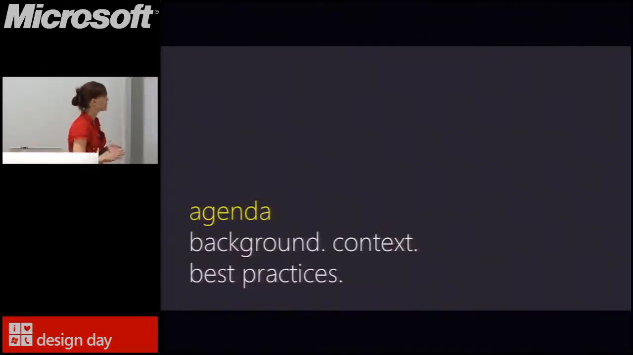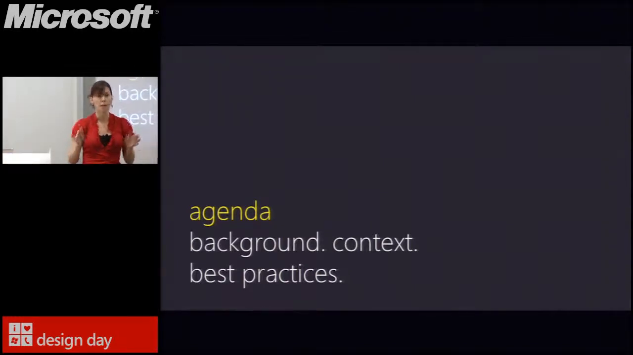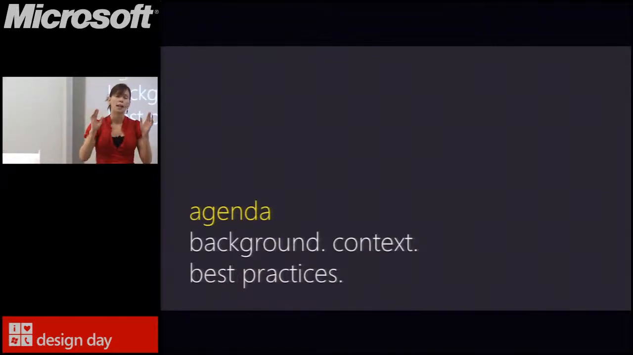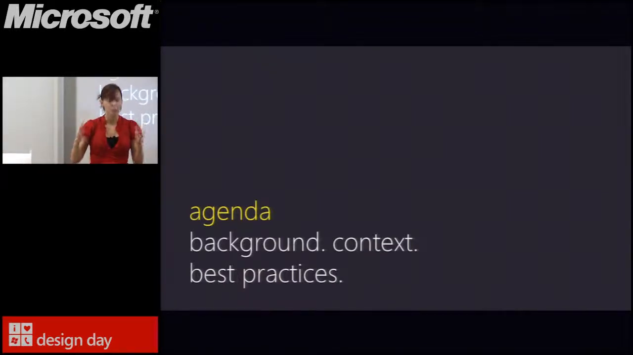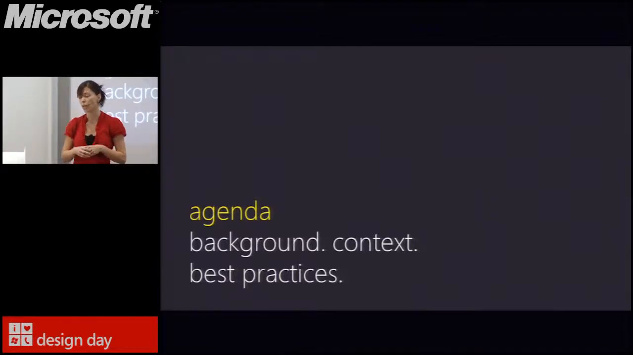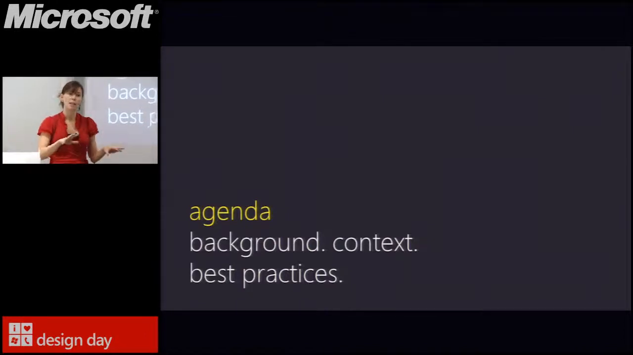So I'm going to start with some background and context. And in that part, I'm going to show you an example of an application that is not necessarily well designed, has some really great functionality, and then we'll talk specifically and at the high level and briefly about what makes for a well-designed Windows Phone application. Then I'll dive right into the best practices.